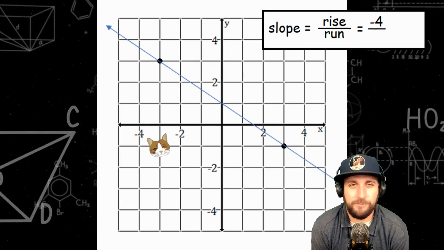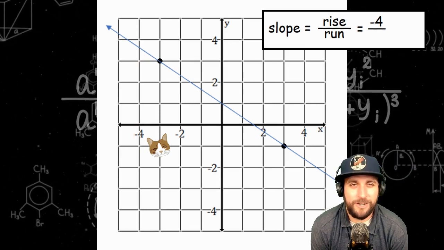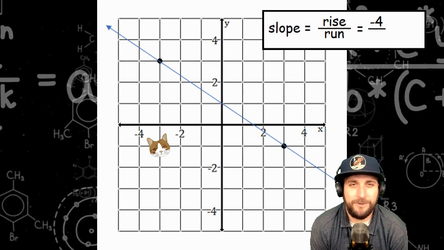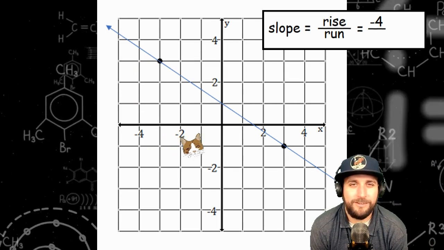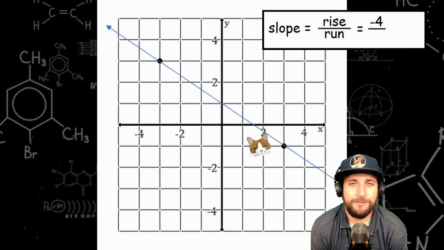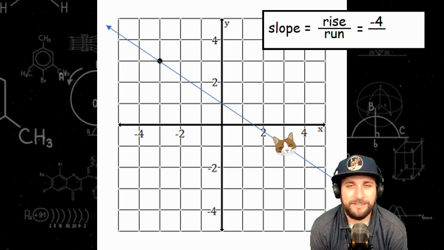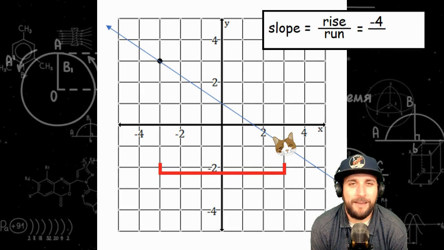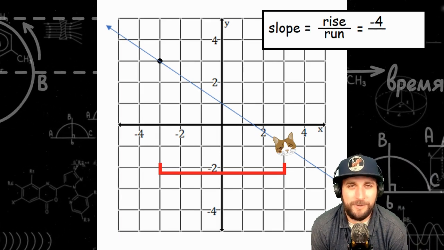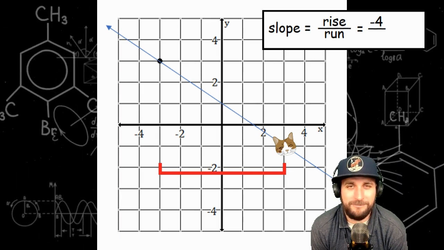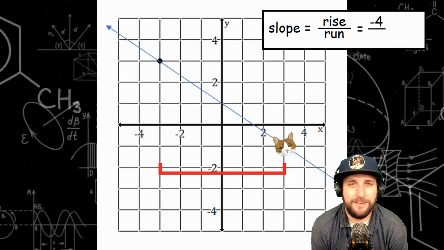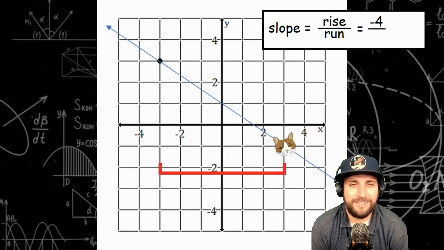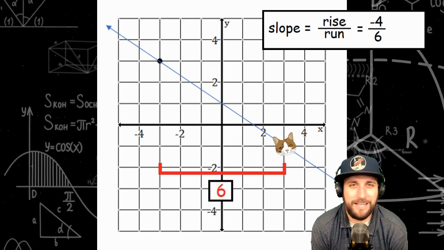Next, we want to find our run. To get from where we are now to where we're going, we have to go forward 1, 2, 3, 4, 5, 6 units. So my run, I went forward on run. When we go forward, it's positive. When we go backwards, it's negative. So I went forward 6 units. So my run is +6.